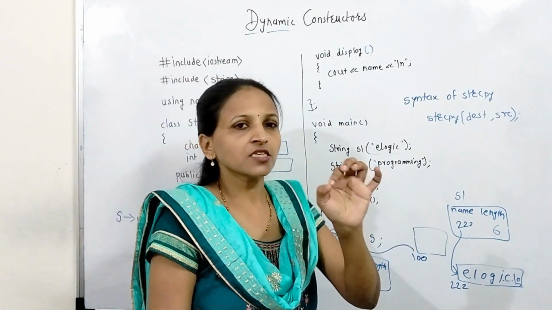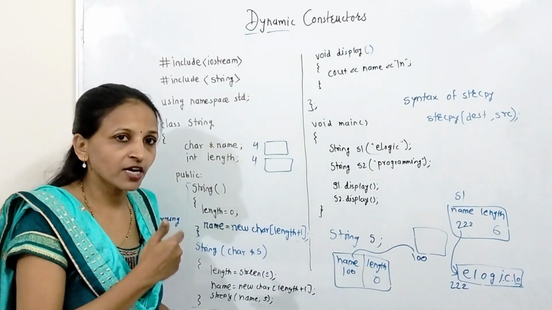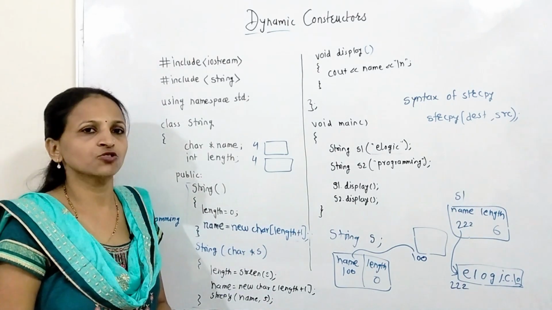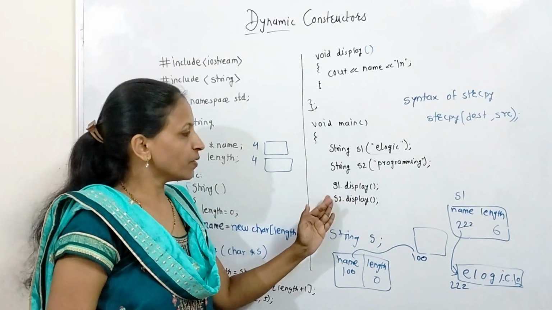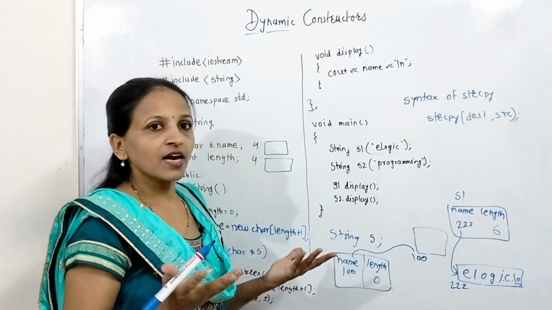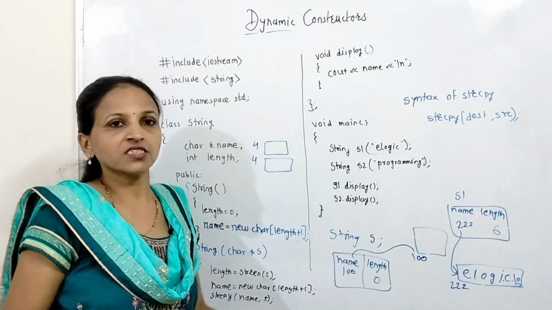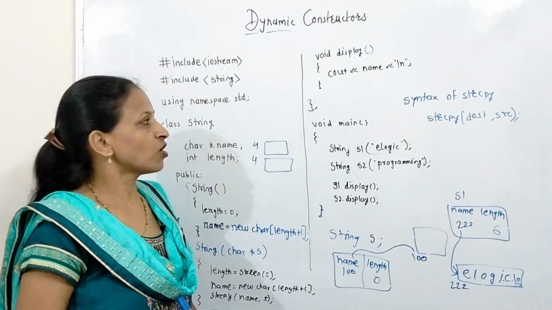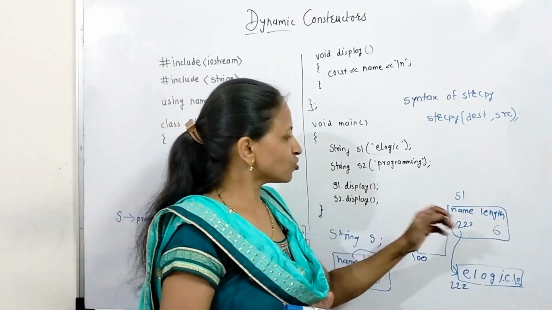See, here the destructor will work properly. The destructor function will be called automatically when an object is getting destroyed. Whenever S1 and S2 go out of scope, means their life gets finished, automatically the destructor for S1 and S2 will be called. But here we have not written a destructor. That's why S1 and S2 will get lost.